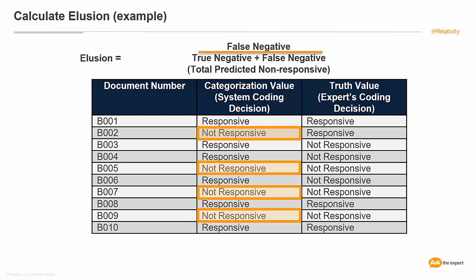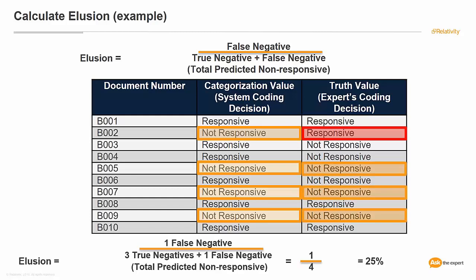So here's what it looks like in a diagram again. There's my predicted not responsives. That's my universe that I calculate from. I have one responsive, so elusion is 1 out of 4. Elusion, you always want low numbers. Precision and recall, you want high numbers. So that's another difference between elusion and those others.